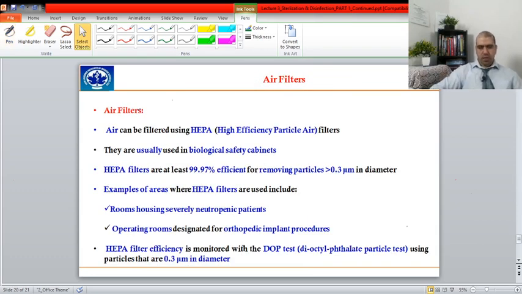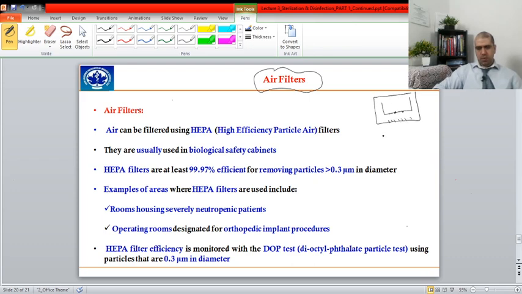Okay. Now another kind of filter you will find in different kinds of laboratories is the air filter. It means they can filter the air before it comes into your cabinet. If you are working in a biosafety cabinet, you have a glass shield over it which you can push up and down. So this will be your working area, right?